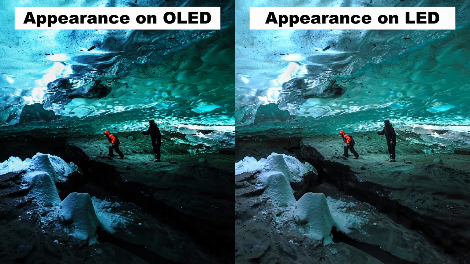So they might be wearing, say, a black jacket, but instead of looking like a black jacket, it looks like a black blob because of the way the brightness values got transferred from the LED display that you created it on to the OLED display that they're watching it on.